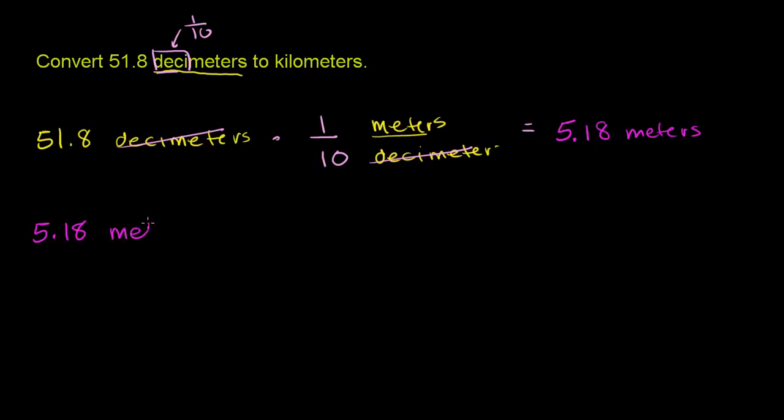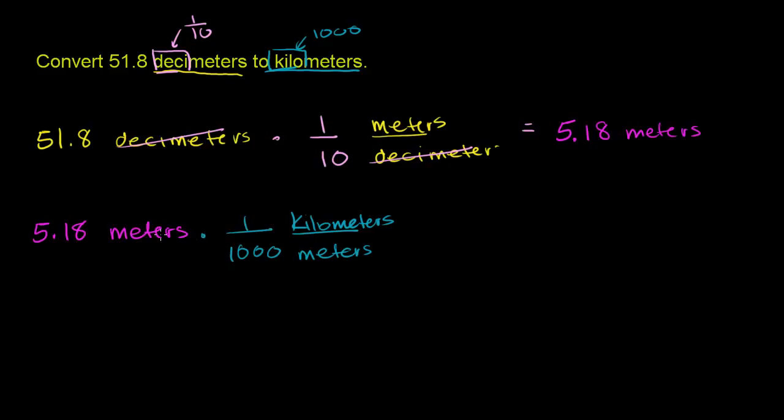And we want to now convert it to kilometers. So we're going to want meters in the denominator and kilometers in the numerator. Why? Because this meter and that meter will cancel out. Now, how many meters make up a kilometer? Well, the kilo in kilometers tells us 1,000. So 1,000 meters are equal to 1 kilometer.